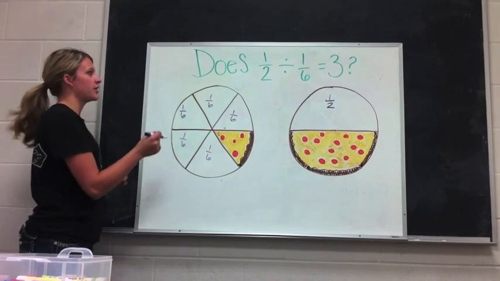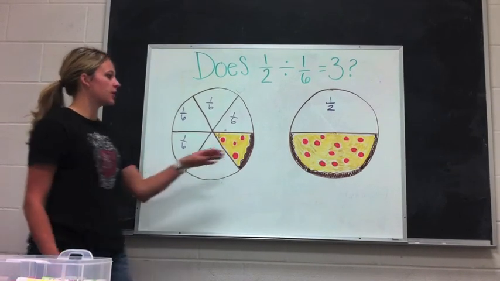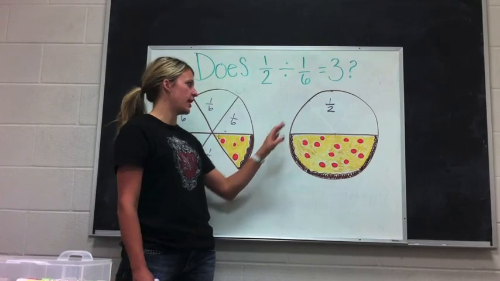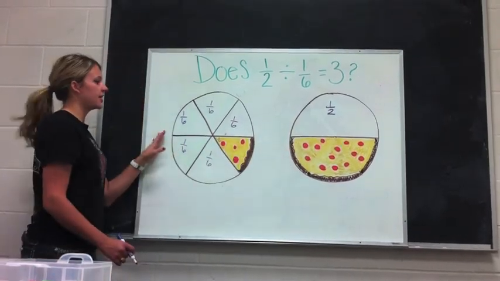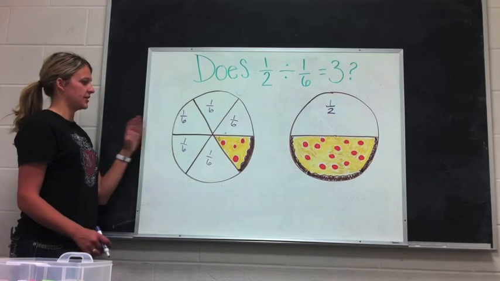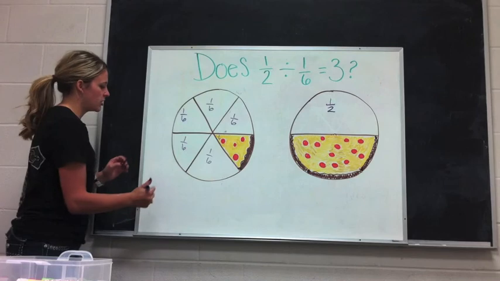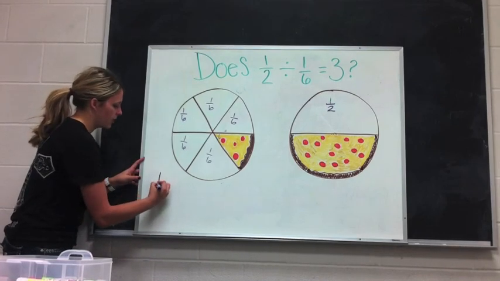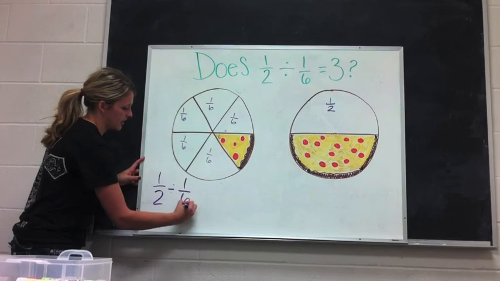Our first example is, does 1/2 divided by 1/6 equal 3? So first we're going to use a pizza that's divided into halves. Here's 1/2 and here's another half. The next is a pizza that's divided into 6 pieces, and each piece is 1/6. So first we're going to do 1/2 divided by 1/6.